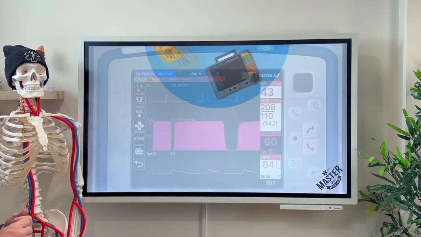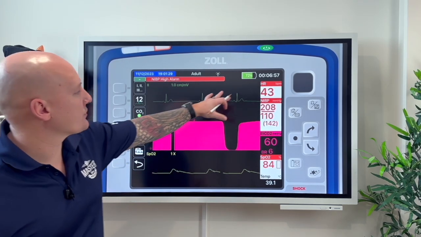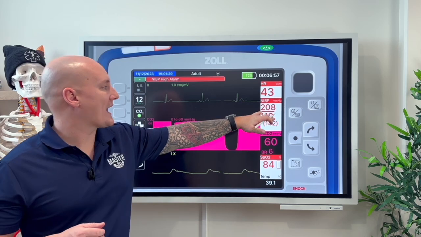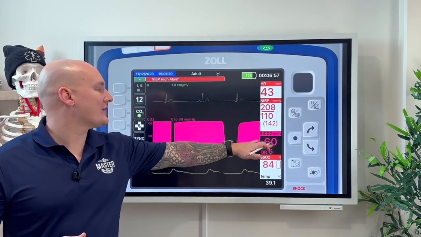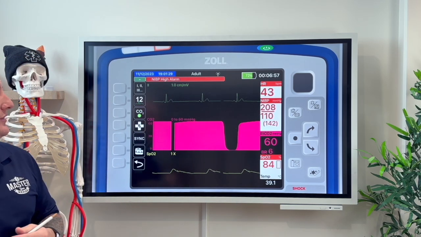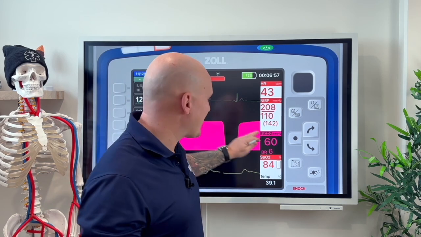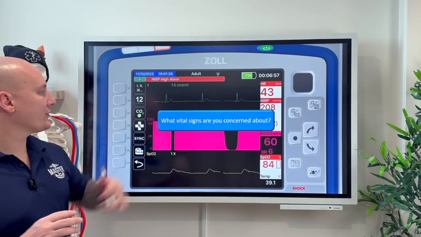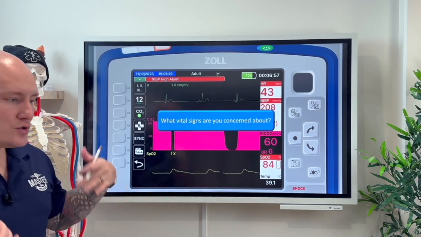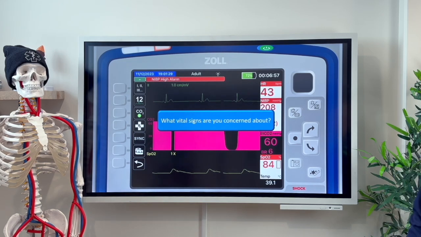Okay, so let's go into the vital signs. This is what you find as far as your vital signs. You have a heart rate of 43, a blood pressure of 208 over 110 with a MAP of 142, an EtCO2 of 60 with a breathing rate of 6, and an SpO2 currently of 84%. Based off these vital signs, what are you concerned about? What are some things that are popping out to you? Go ahead and put that in the comments.